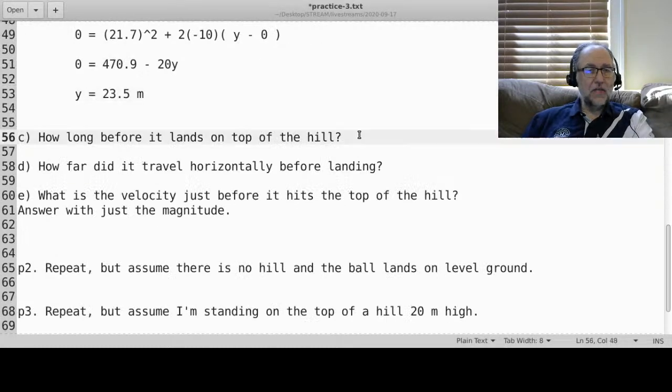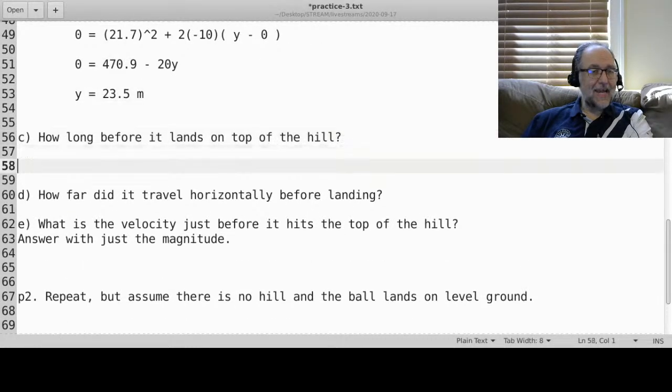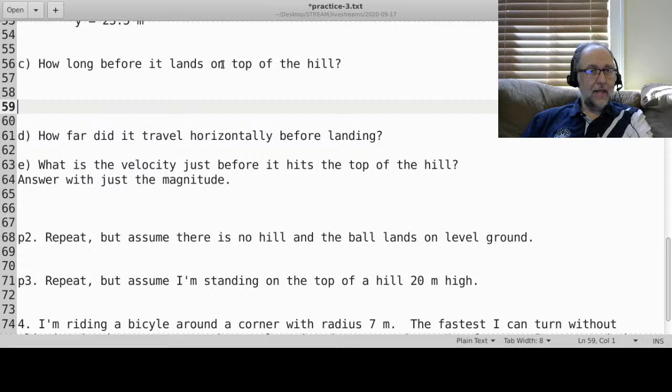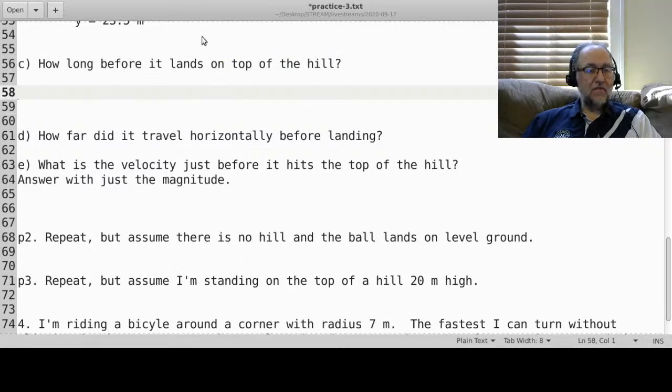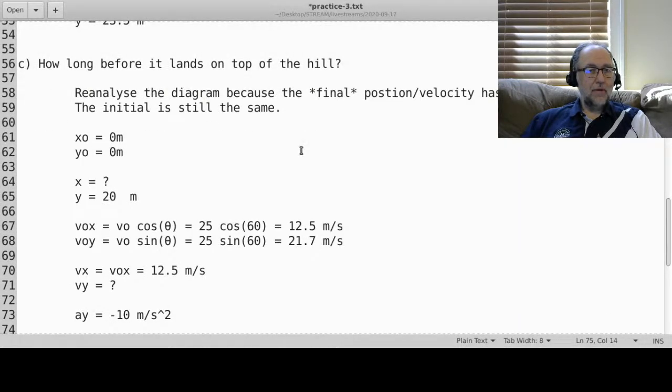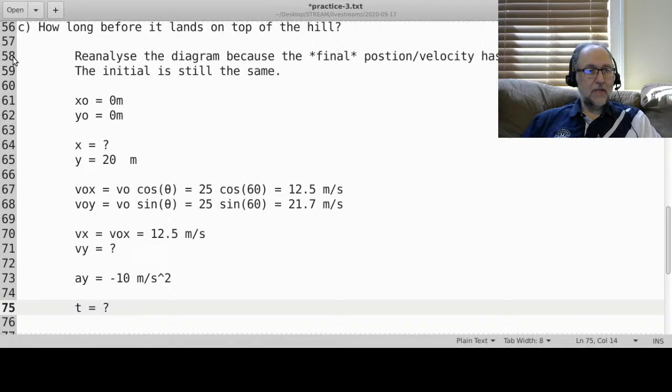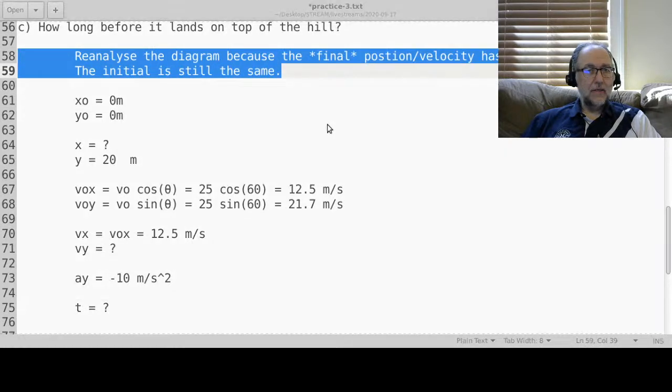And so for this one, actually for C, D, and E, how long until it lands on the top of the hill, we've got a new final position. We have to rethink all of the values again. And so we get these values. Some of them are the same, okay, but some of them are not. So I say here, reanalyze, because the final position velocity has changed. The initial is still the same.